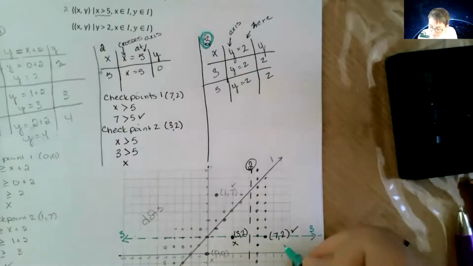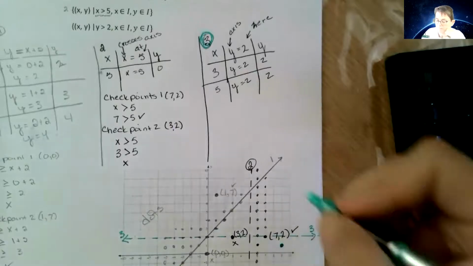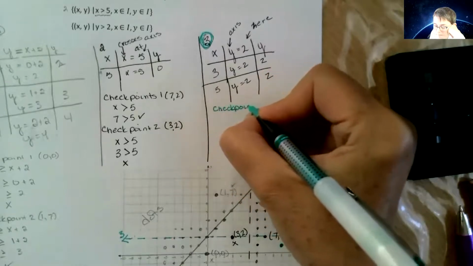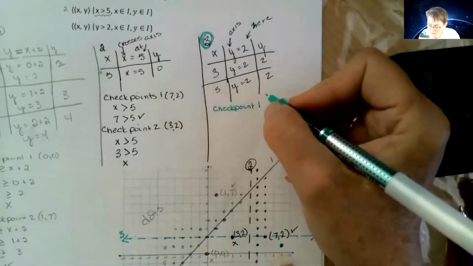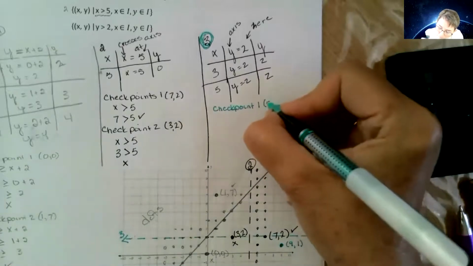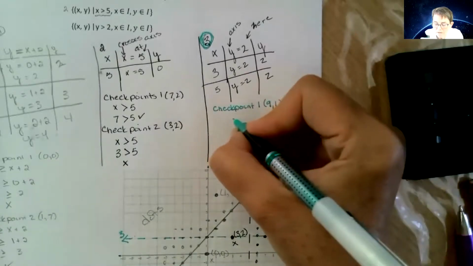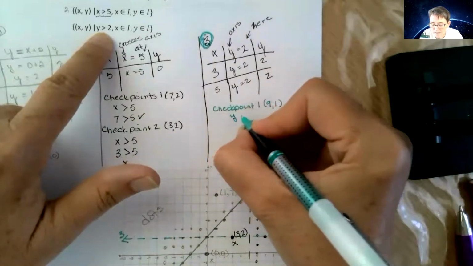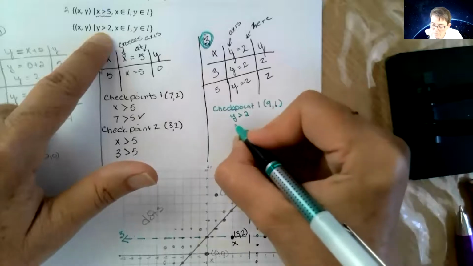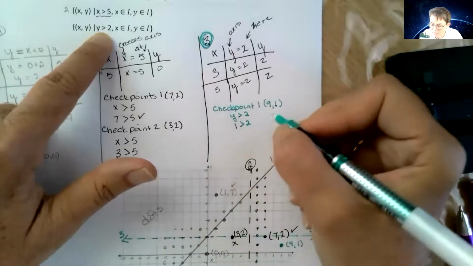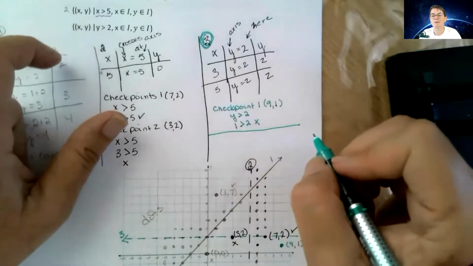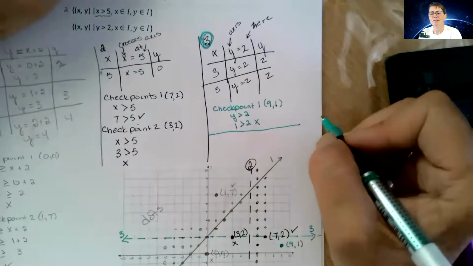Let's pick a point under it. Checkpoint. And that is 9, 1. So our inequality is y is greater than or equal to 2. And our point is 1 is greater than or equal to 2. And it's, yeah, not so much. Sorry, it's a little informal.